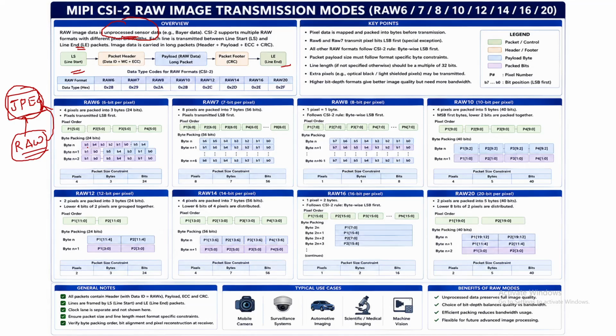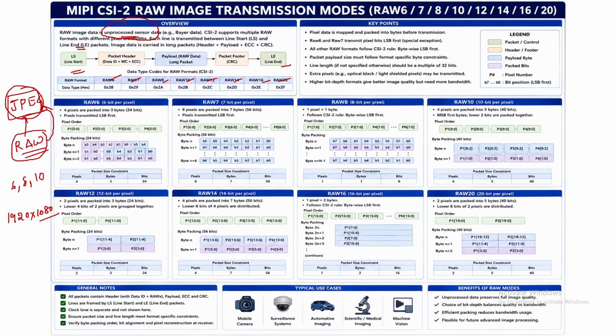We have different types of raw data models. That is RAW6, where 6 bits will be sent, and up to 20 bits. So up to 20 we are transmitting. See, RAW6, 7, and then 8, 10, 12, 14, 16. Okay, these depend on your image resolution.